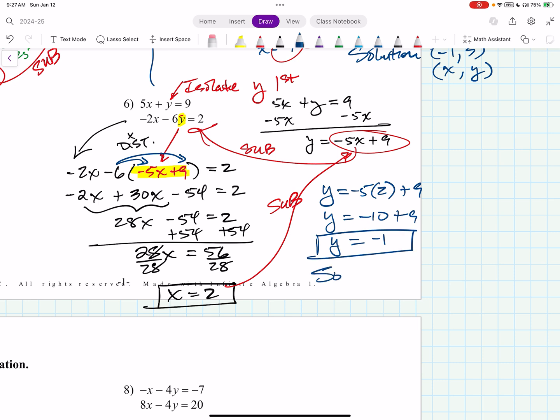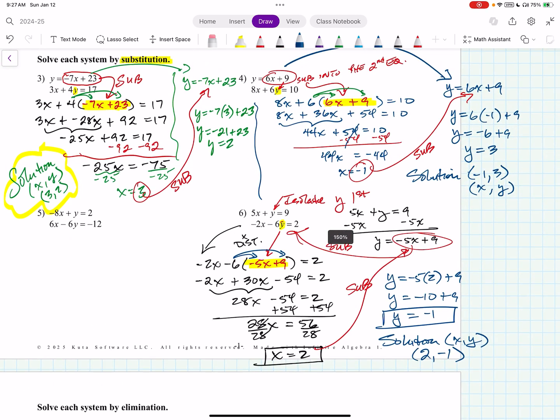Okay, so my solution here, again, is always x comma y. As I always say here, x comma y. And so my solution is 2 comma negative 1. There we go. So they call this the substitution method for obvious reasons here, guys.